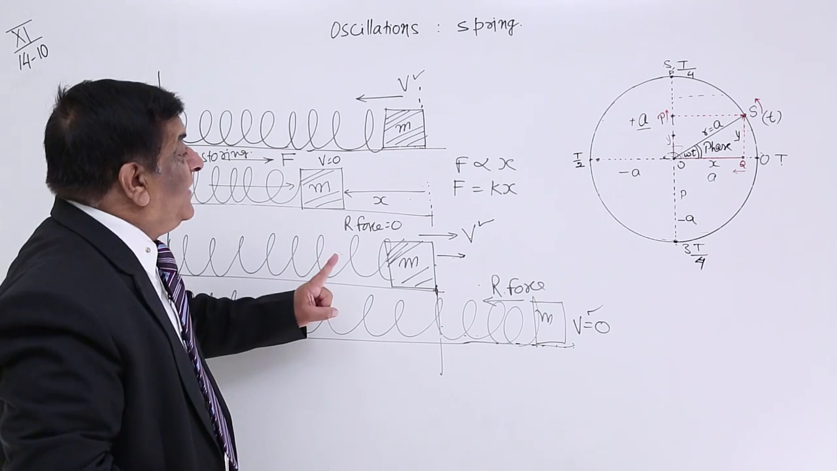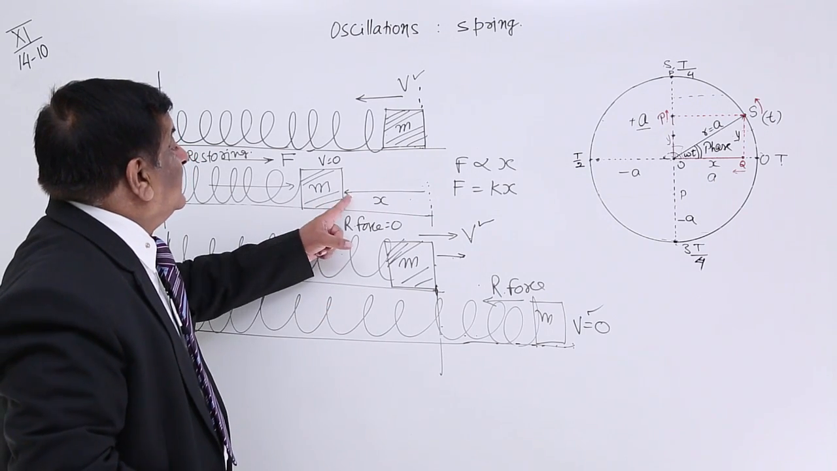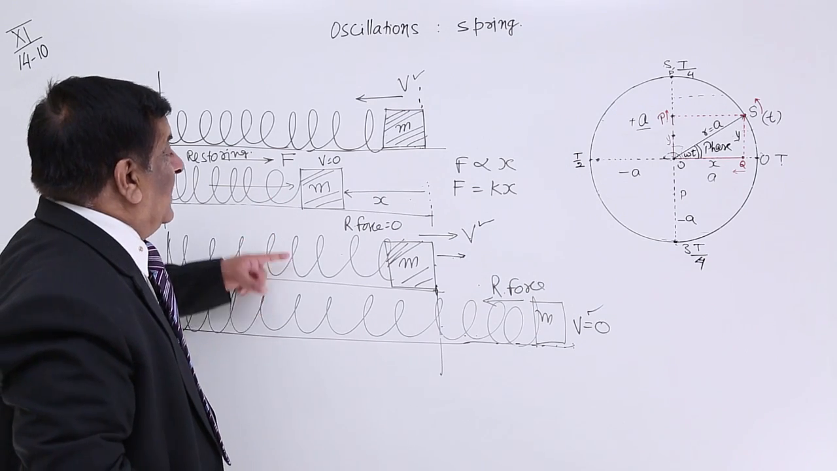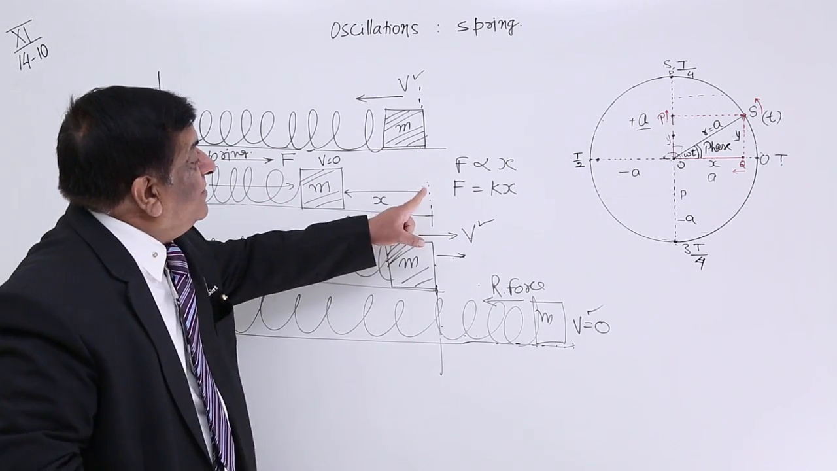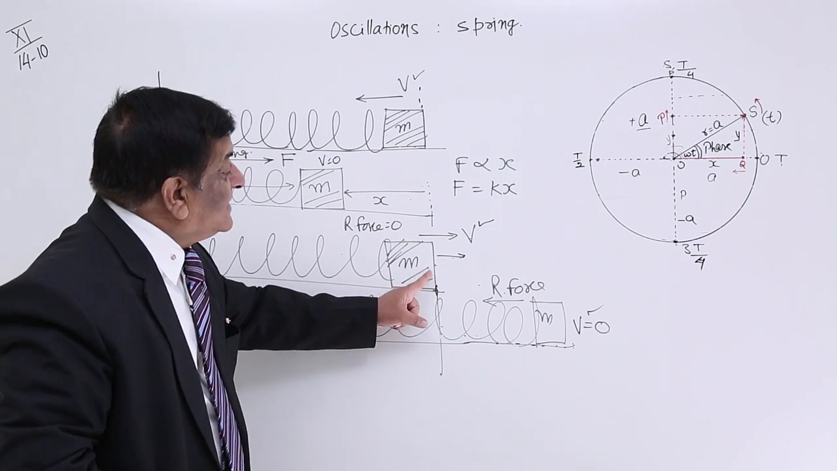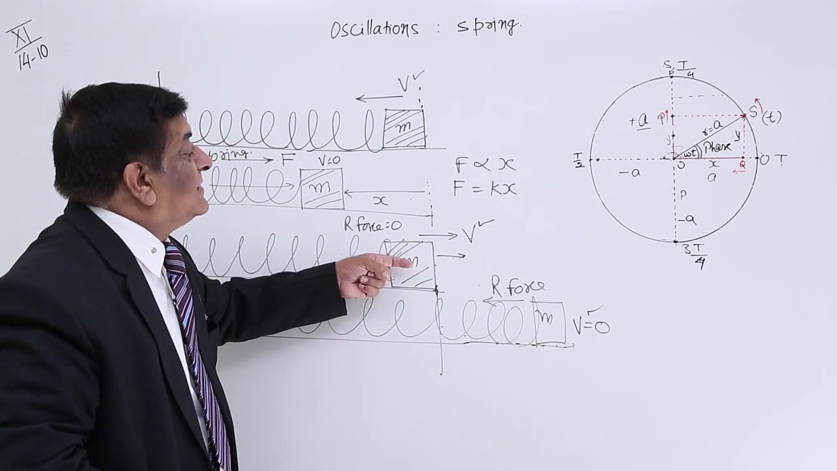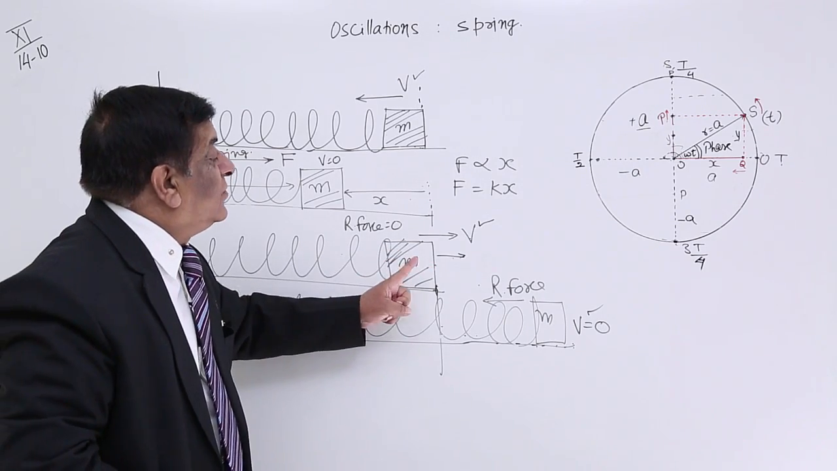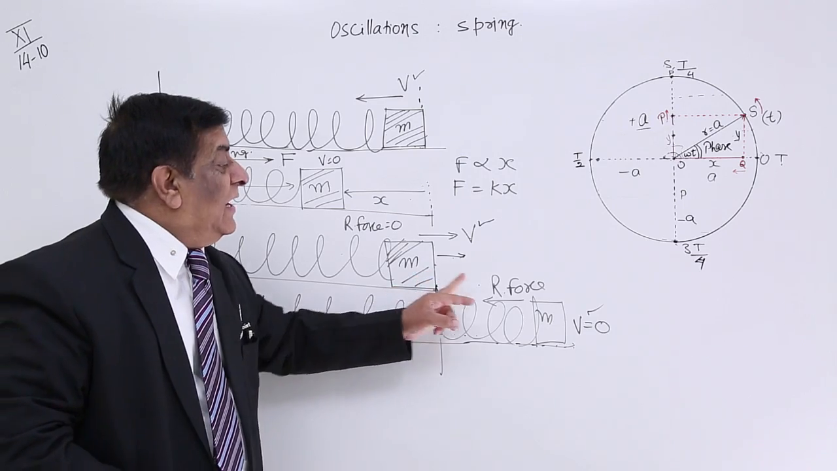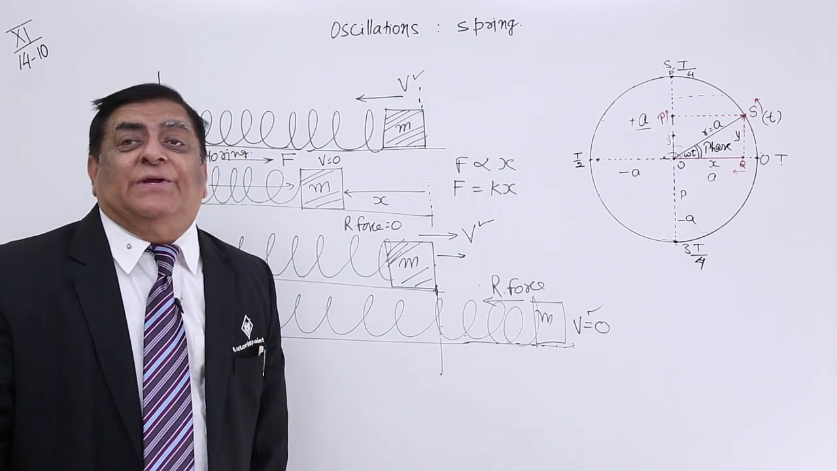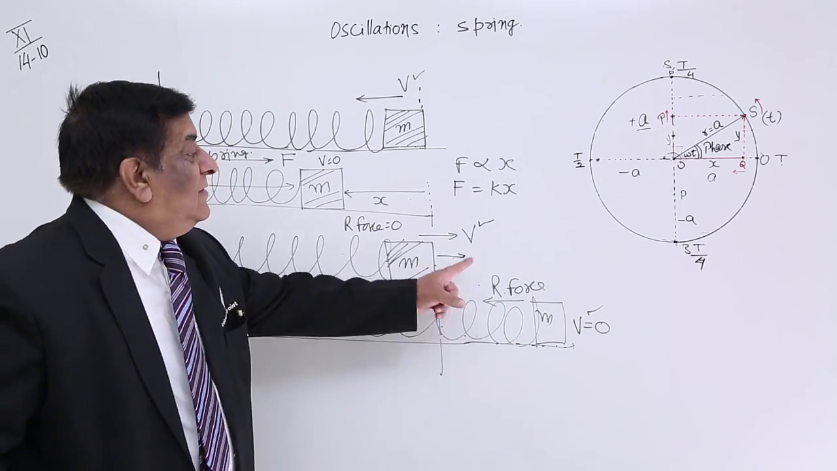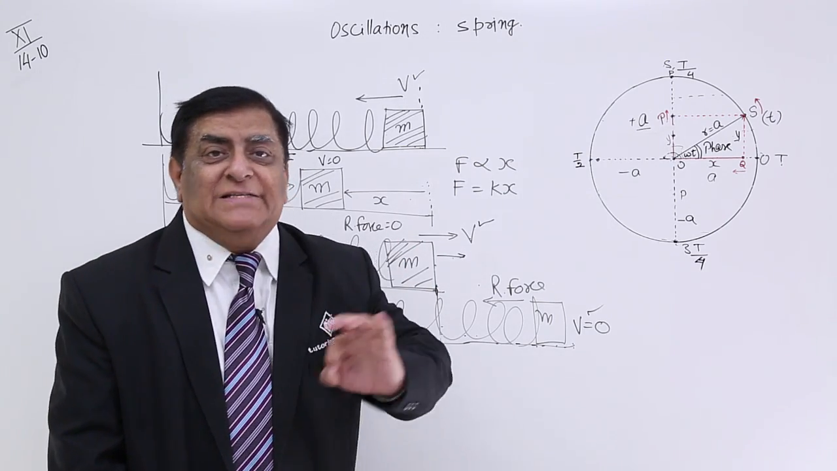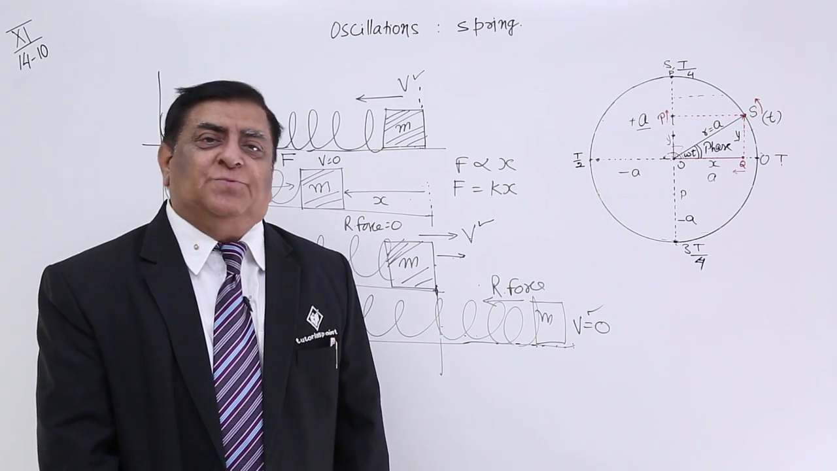This is how, every time it is at one extreme, there is a restoring force of the spring which sends it back to the mean position. Whenever it reaches the mean position, it has a certain velocity, and due to inertia of velocity, it overshoots that mean position and goes to the other extreme. In this way, it is making oscillatory motion. This is the mechanism of oscillatory motion of the spring.